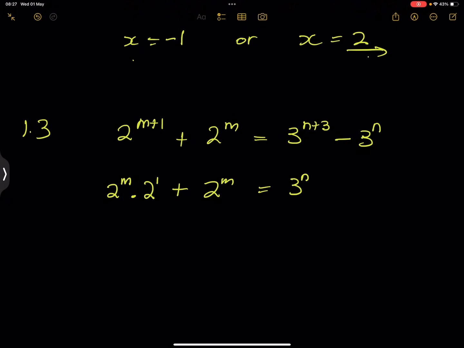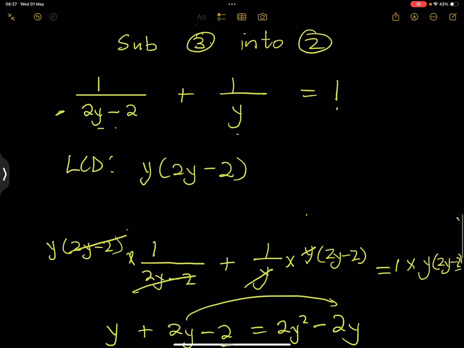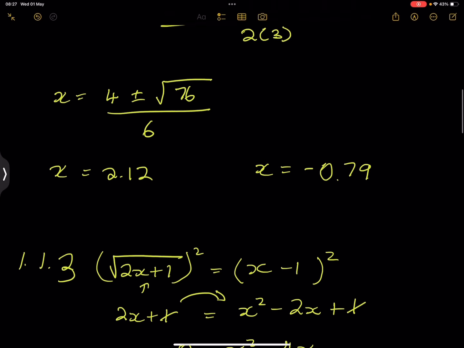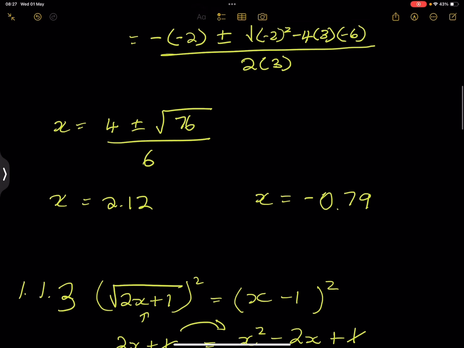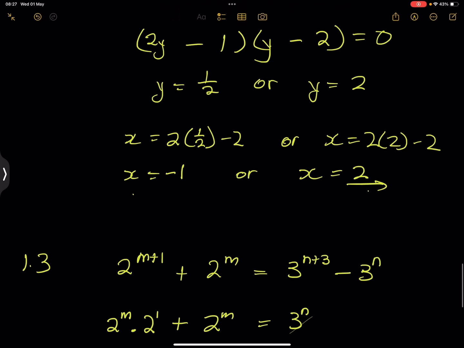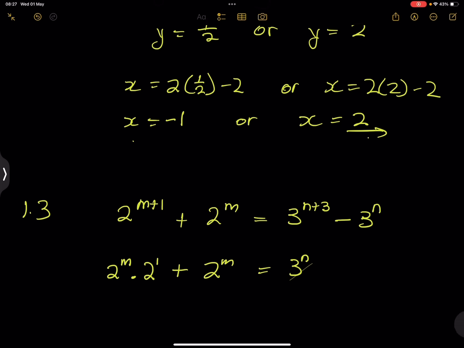I think I wrote that. Did I write it correctly? Is that 3 exponent n plus 3? I think it was 2, right? Yeah, it was 2. Okay, so n plus 2. So this would be 3 times 3 squared minus 3 exponent n.